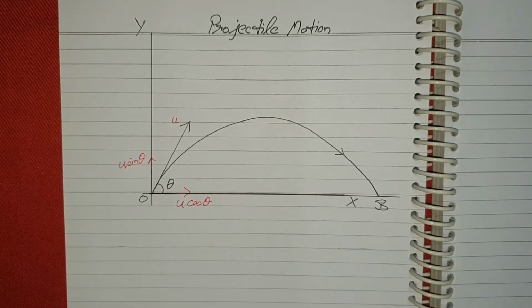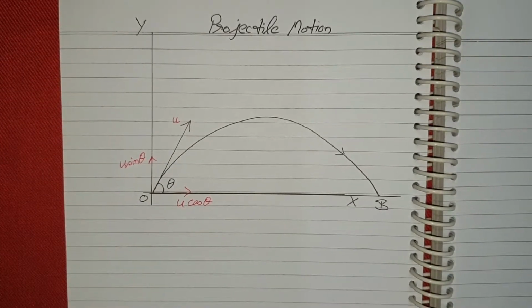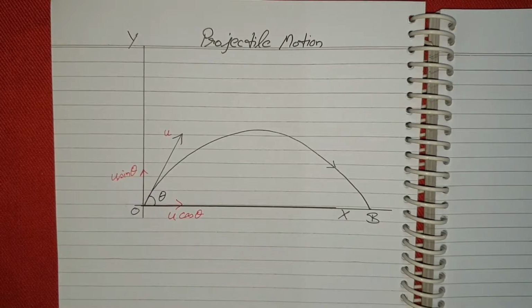Now see, u cos theta is the horizontal velocity, and there is no such force acting on it. So the acceleration a_x in the horizontal direction is 0, whereas u sin theta undergoes an acceleration, which is the acceleration due to gravity g. So its value keeps on changing.